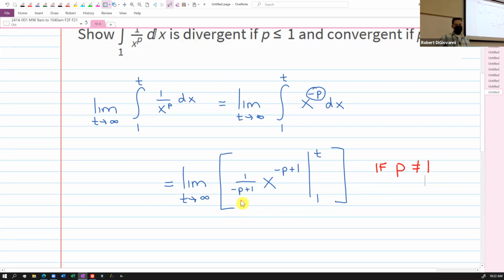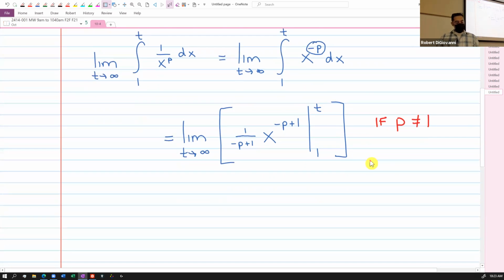Do y'all see if we plug in 1, what happens? You get division by 0 here. Okay, we will have to come back and look at this. Like, what if p was 1? We will look at that, but let's just assume right now that p is not 1. Okay, so now we start plugging in. So limit as t goes to infinity. We have two things we have to evaluate here.